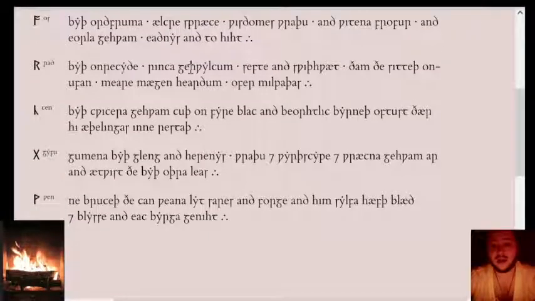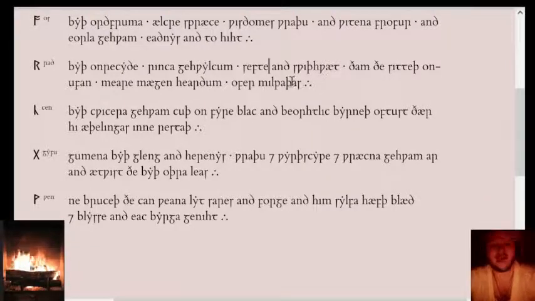Now we have Rad, and this is probably maybe the last one, maybe the second last one that we'll be able to get through. Now Rad does have a modern English cognate, but it's kind of a false cognate because people assume it means the word that descends from it a lot of the time, but it does not. So we'll still treat this one like a riddle. So: Rad bith on recede, rinka jehwilchum, sefta an sweethwat, tham thesiteth on uvan, mara mayen herdum, over mil pathas.